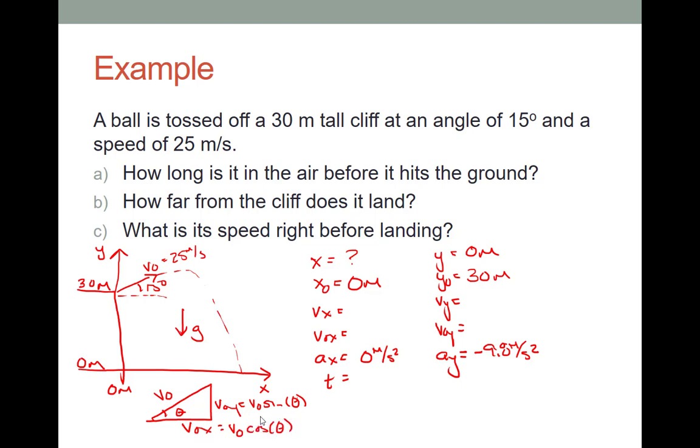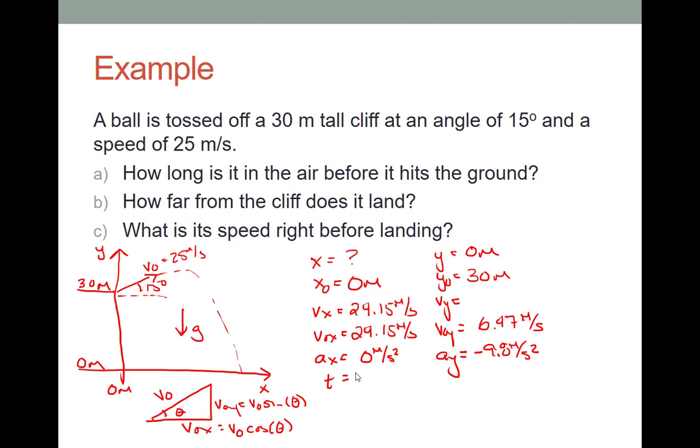Okay, v naught is 25 meters per second. Our angle is 15 degrees. If you plug that in, you find that v naught x is 24.15 meters per second. Vx is the exact same value. Again, that is because the acceleration horizontally is 0. V naught y is 6.47 meters per second. And at this point, my grocery list is complete.